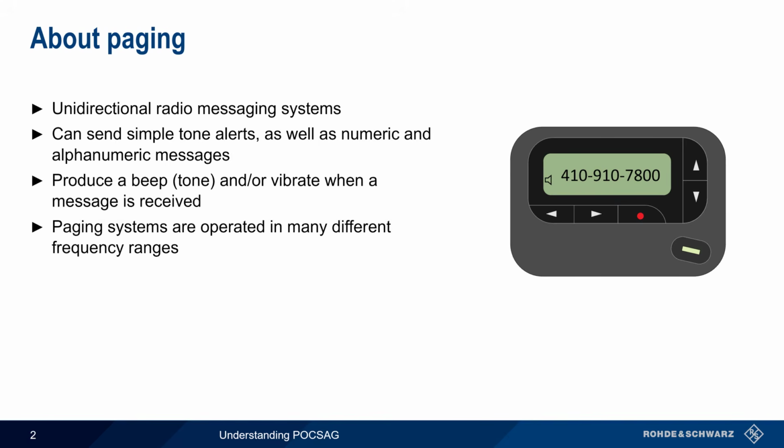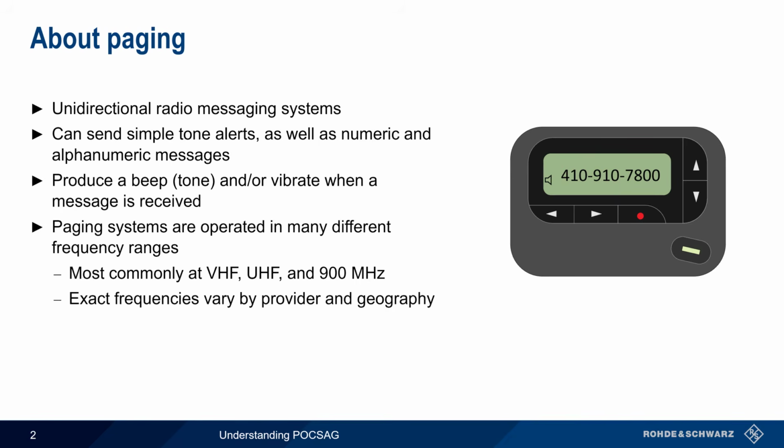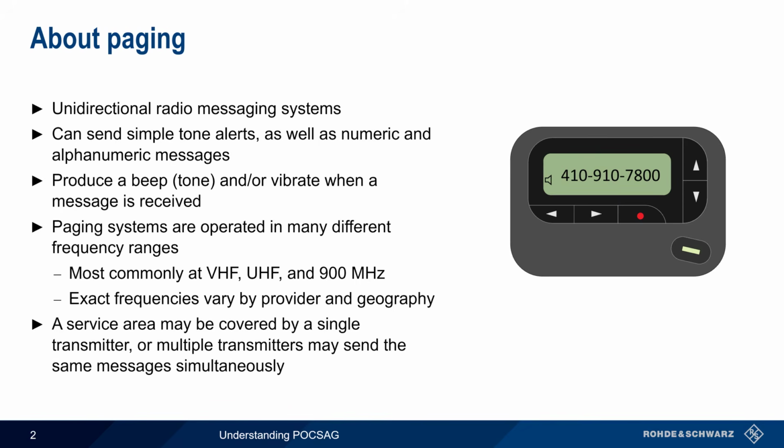Paging systems are operated in many different frequency ranges, but most often these are found at VHF, UHF, and in the 900 MHz band. Exact frequencies vary both by provider and by geography. Note too that a service area may be covered by a single paging transmitter or by multiple transmitters that send the same messages simultaneously.